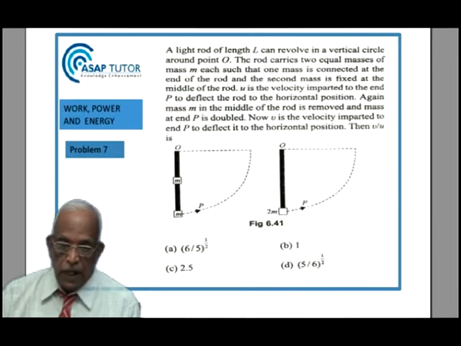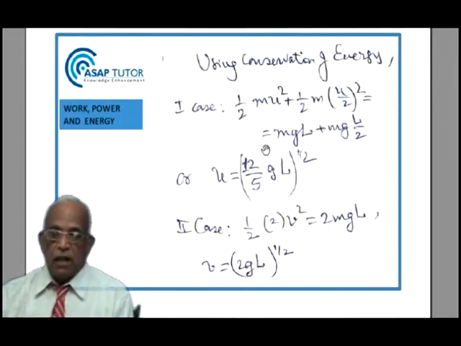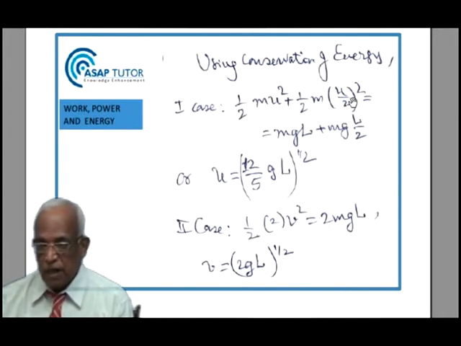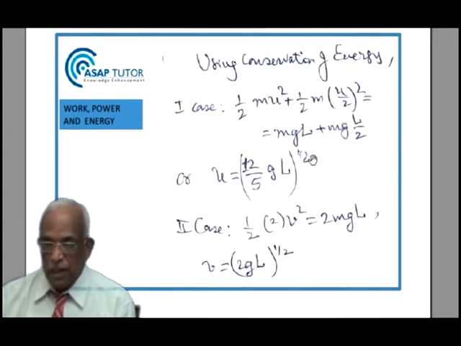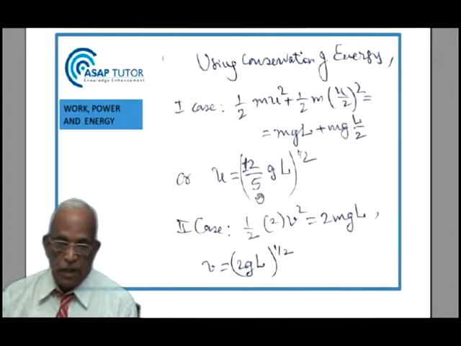From common sense, it's very clear that it has to be more than 1. Using conservation of energy, in the first case, I write half m U square plus half m (U by 2) square equal to mgL plus mgL by 2. This is kinetic energy, potential energy. So U is going to be, from this formula straight away, (12 by 5 gL) raised to half. This is the initial velocity.